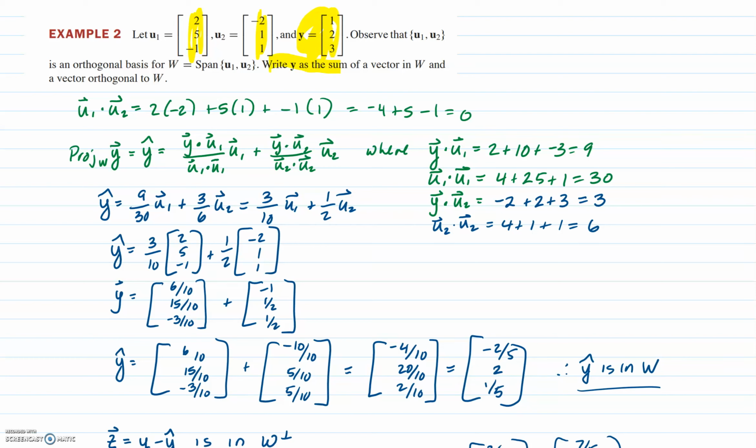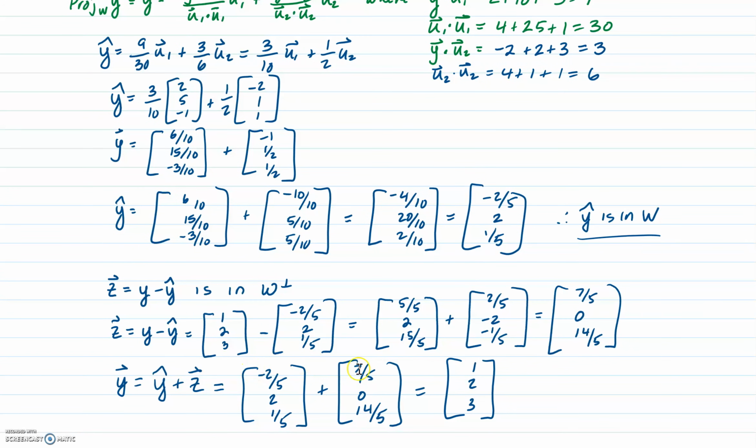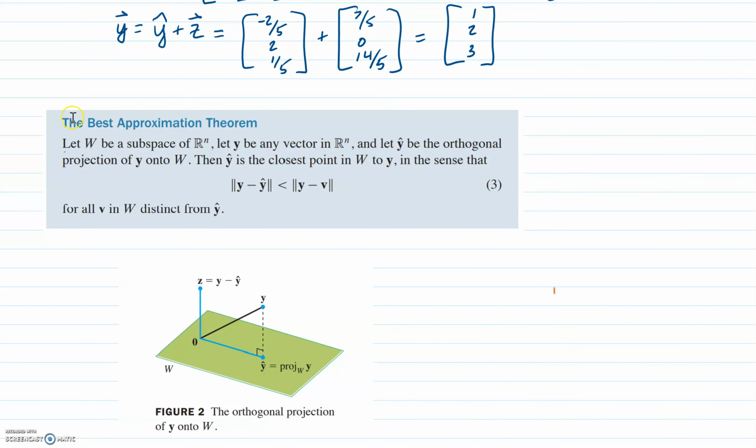We wrote y as the sum of a vector in W and a vector orthogonal to W. And you can see that if you add these together, you do get 1, 2, and 3. And this one we know is in W, and this one we showed was in W complement. So that concludes example 2. Our last theorem that we're going to look at is called the best approximation theorem. And it turns out that this y hat that we found using the decomposition theorem is going to be the closest point in W to y.